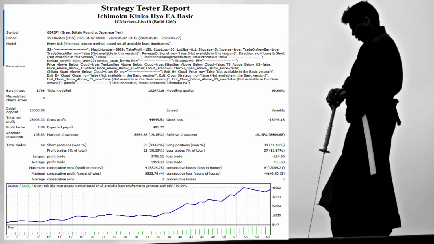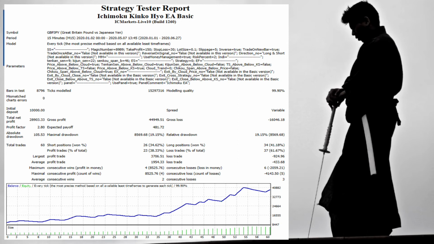Initial deposit 10,000, total net profit is 28,900, so almost 29,000 actually, which means the total end point was pretty much 39,000, so almost quadrupled the initial investment.